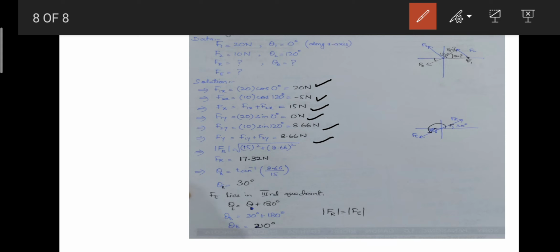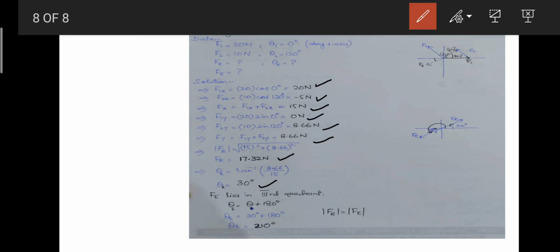Taking out the magnitude of these two forces, what we get as a resultant, 17.32 newtons. And then to calculate the theta r is equal to tan inverse of 8.66 divided by 15, we get the answer to be 30 degree. Now we see that the vector is basically lying in the first quadrant, so this theta r would be equal to theta, so we don't need to use the equation. So this theta r is equal to theta.